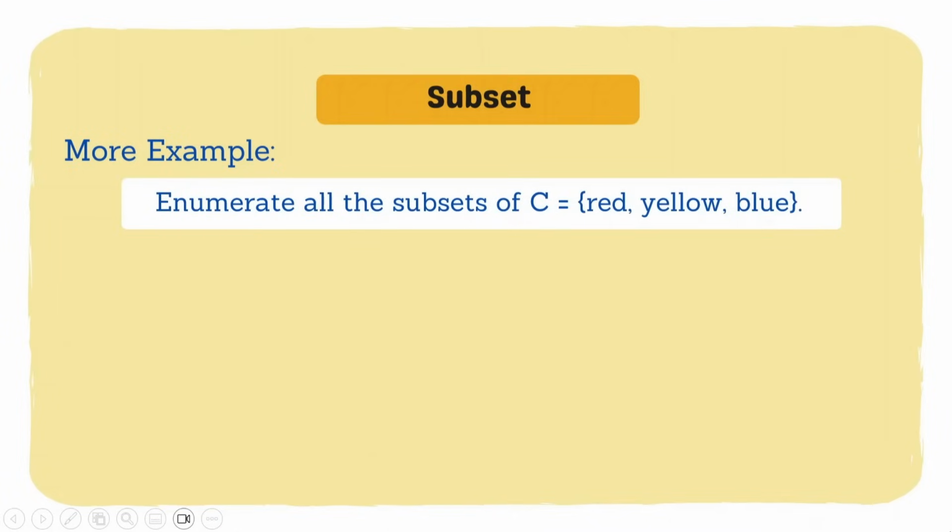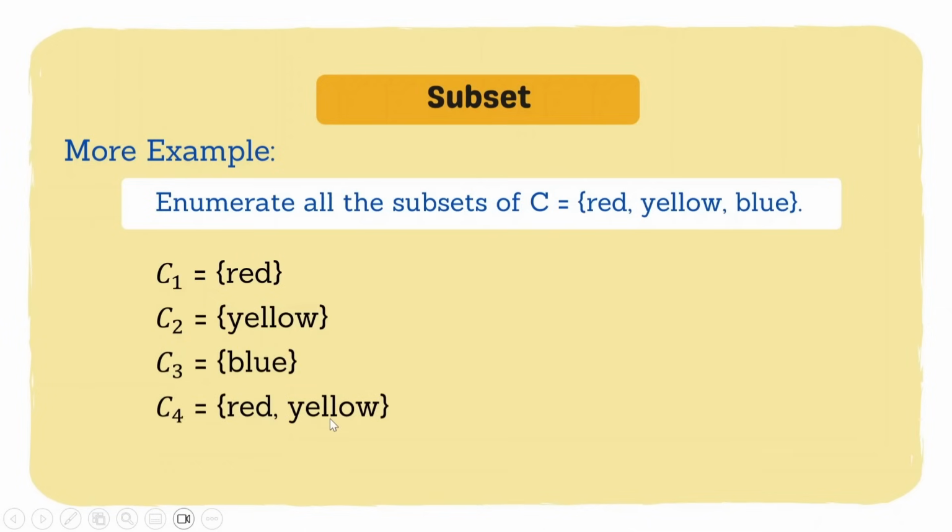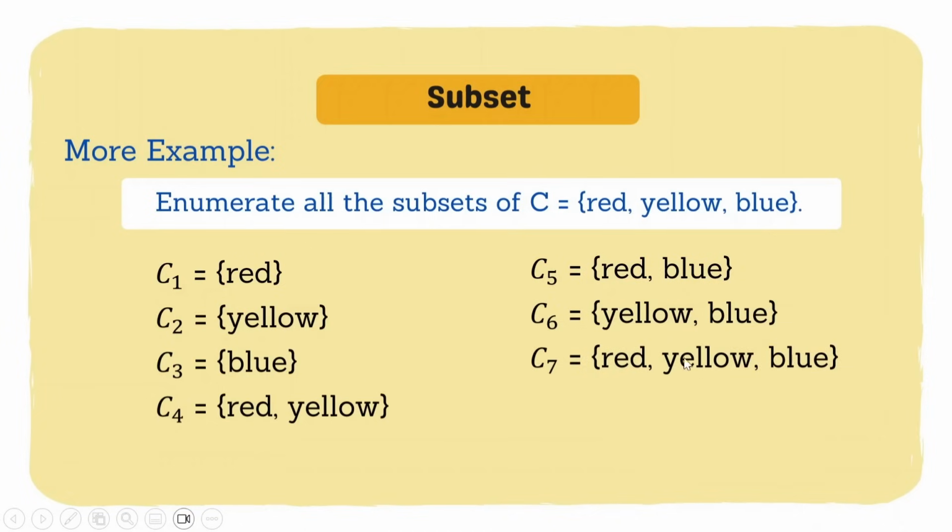Okay, let's have more example on subset. Okay, so we have here enumerate all the subsets of set C with elements red, yellow, and blue. Kung ganito po yung ating set or ang ating main set na may tatlong elements, red, yellow, tsaka blue, ano po kaya yung mga possible nitong subsets? Okay, let's have subset number 1. Okay, subset number 1 can have an element red. Okay, isa lang po, red. Next one, subset number 2, it can also have yellow. Pwede ring blue. Okay, pwede ring dalawa, red and yellow. Pwede rin pong red and blue. Pwede ring yellow and blue. What else? Pwede ring lahat.